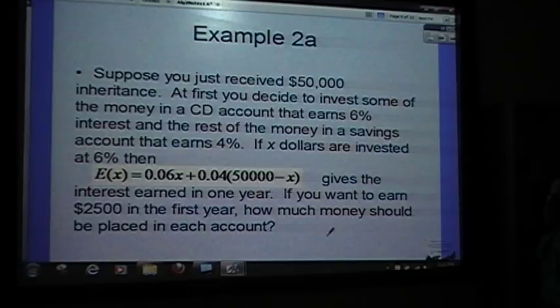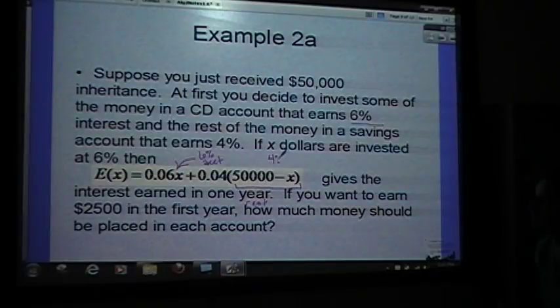Okay, let's talk about where this function came from. We are going to invest all of our money. So x represents how much I'm investing in the 6% account. So 0.06 times x means I'm going to take 0.06 times however much money I invested. The rest of the money, 50,000 minus however much I invested in the first one, is getting 4%. And that is the savings account.